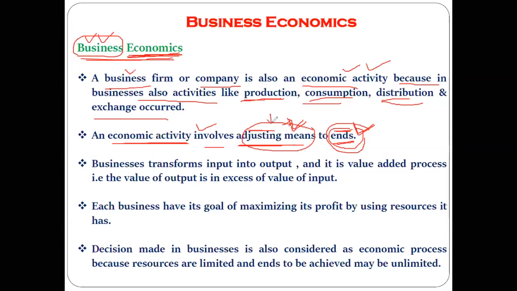What I told you regarding the means, what is the meaning of the means? Available resources. Now in the businesses or in the industry, what kind of resources are there? People, money. These are the people, money, raw material, etcetera, etcetera.